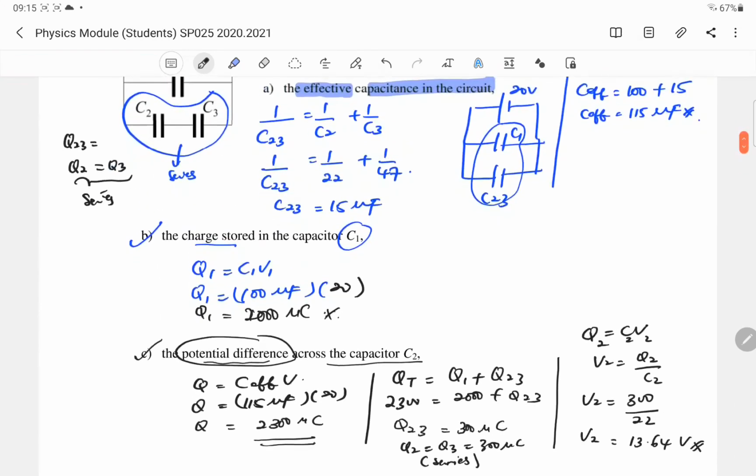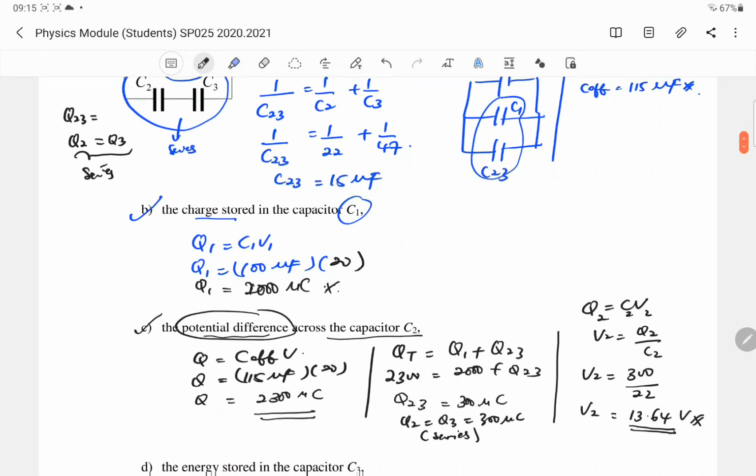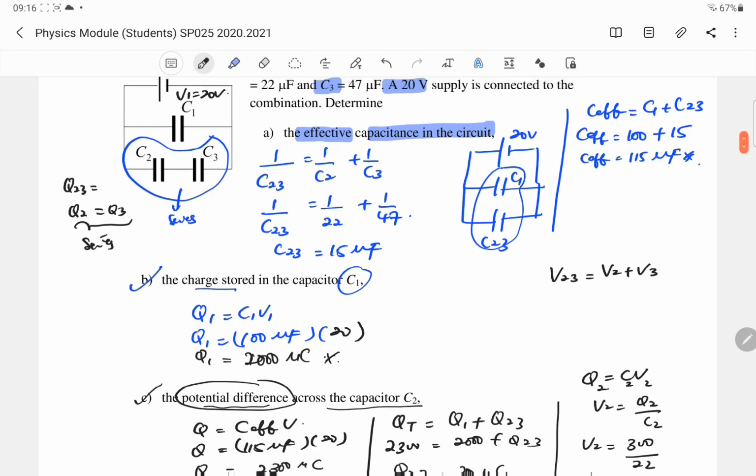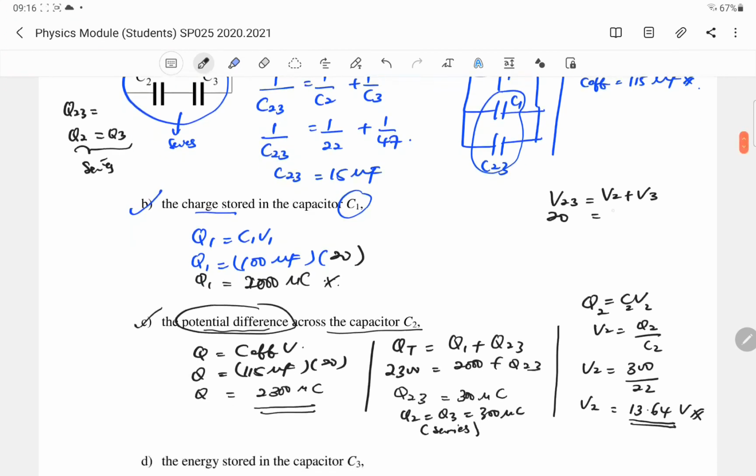So if we want to get the potential difference across C3 also can. Okay, so we know for V23 is V2 plus V3. Okay, V23 this is 20 volt. Okay, V2 we already have, V2 is 13.64. So to find V3 we have 20 minus 13.64. So V3 is equal to 6.36 volt. This is our V3.